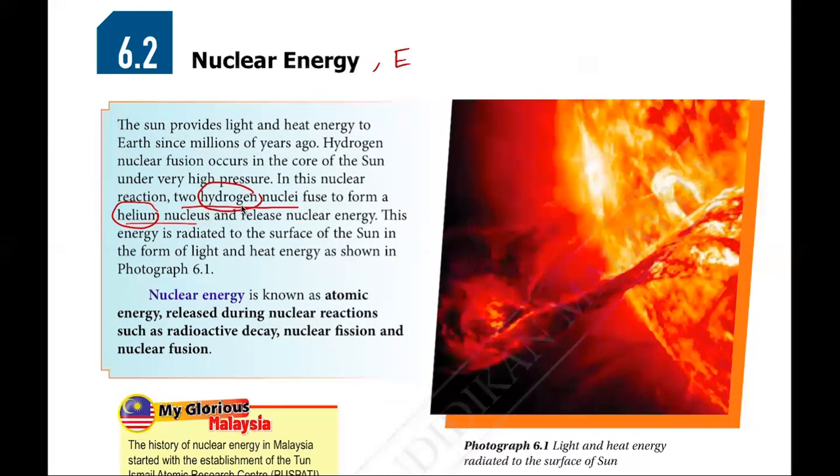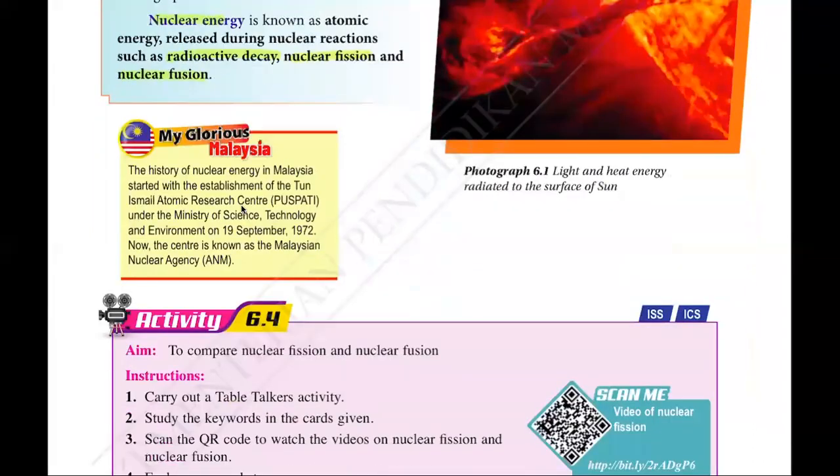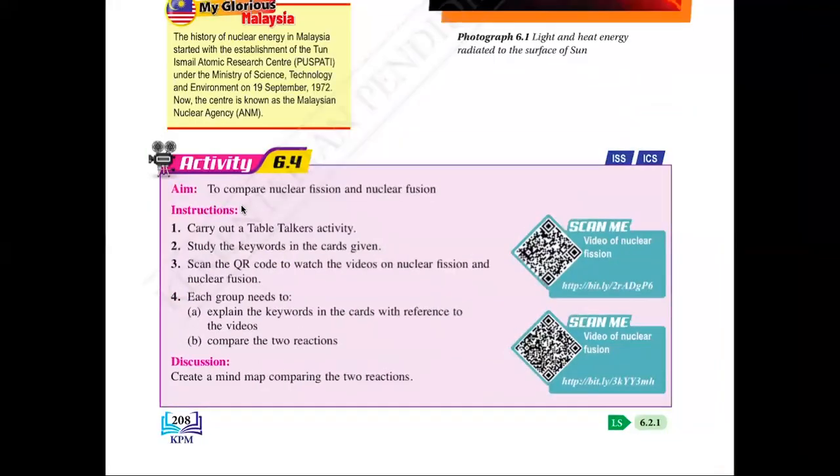So nuclear energy, this is the definition. It is known as atomic energy. Atomic energy is released during nuclear reactions, such as radioactive decay, nuclear fission, and nuclear fusion. You have learned about radioactive decay in our previous subtopic. Now we will be learning about nuclear fission and nuclear fusion. So we will be comparing nuclear fission and nuclear fusion.